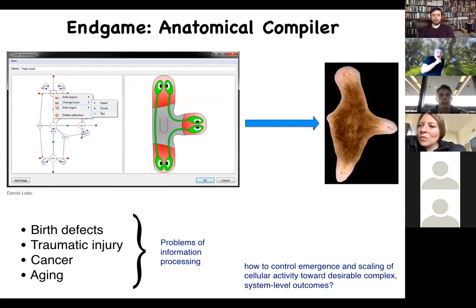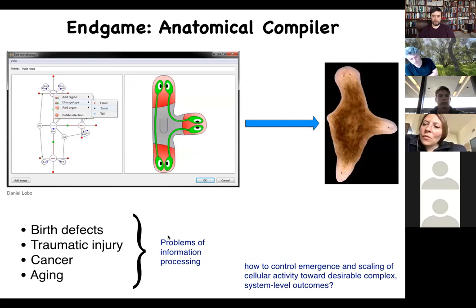One of the things we'd like to do, and this is partly this way of getting into things, is what I use with colleagues and communities that aren't necessarily into cognition at all, but it's a way to try to make people care about this stuff, because I think it's very deep and fundamental. What everybody would like to have is an anatomical compiler.